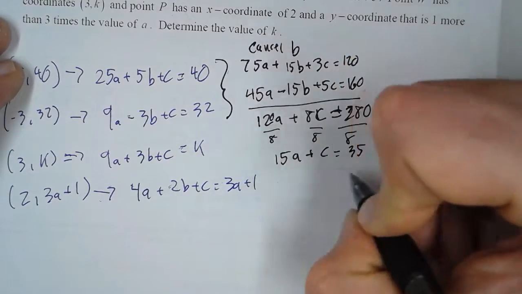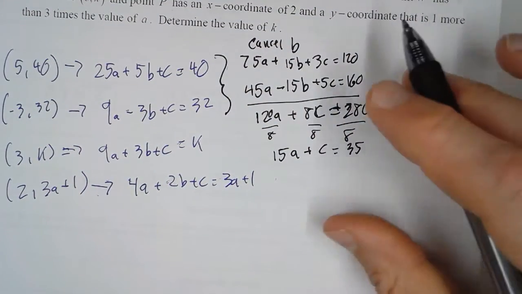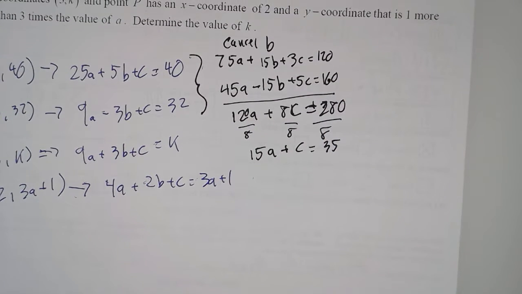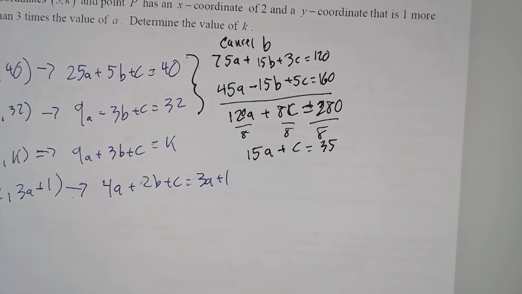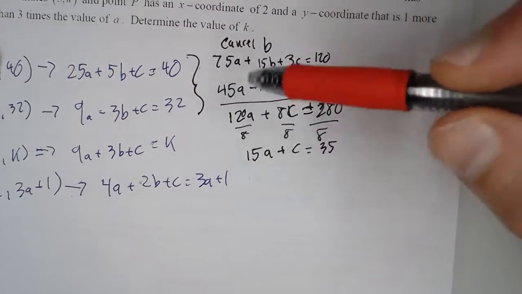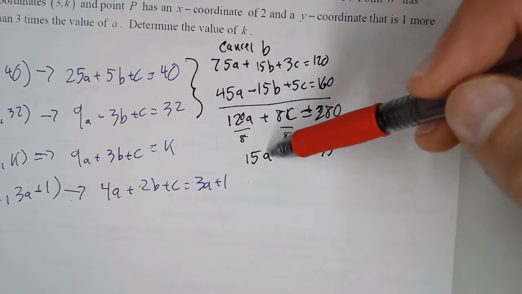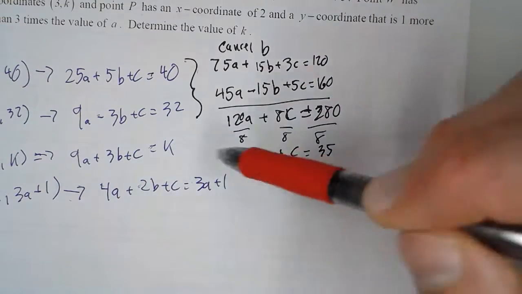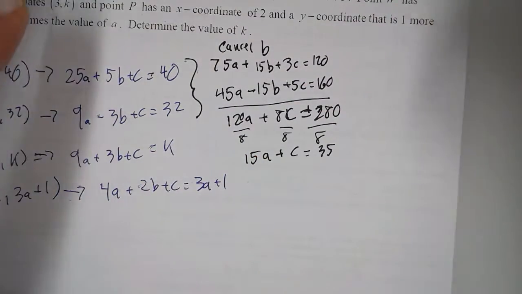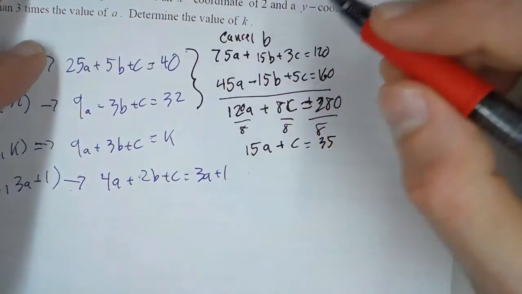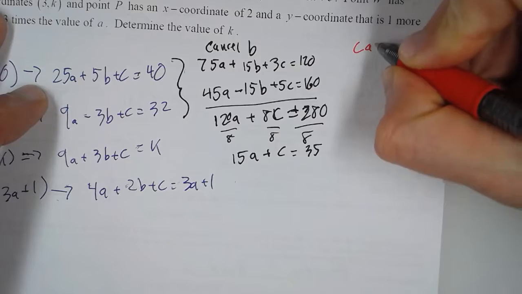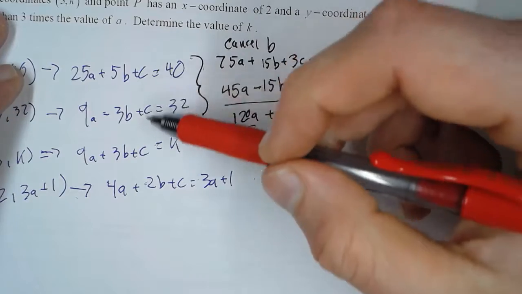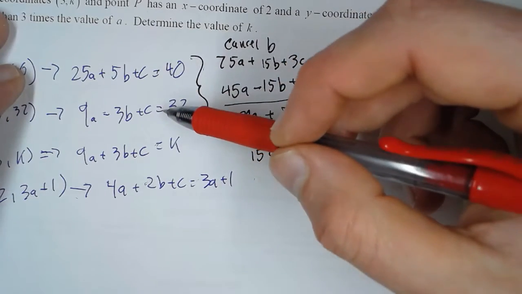All right, so I canceled out b, and I got this equation. Now I need to do the same thing, except cancel out c. My reason for doing that is I want an equation with a and c, and an equation with a and b. Then we're going to use those to help figure out the value of a. Over here, I want to cancel c. Fortunately, that's easier because c is positive in both.